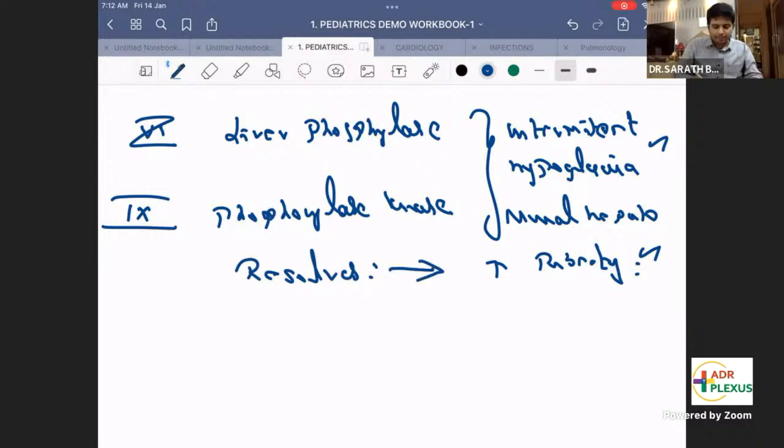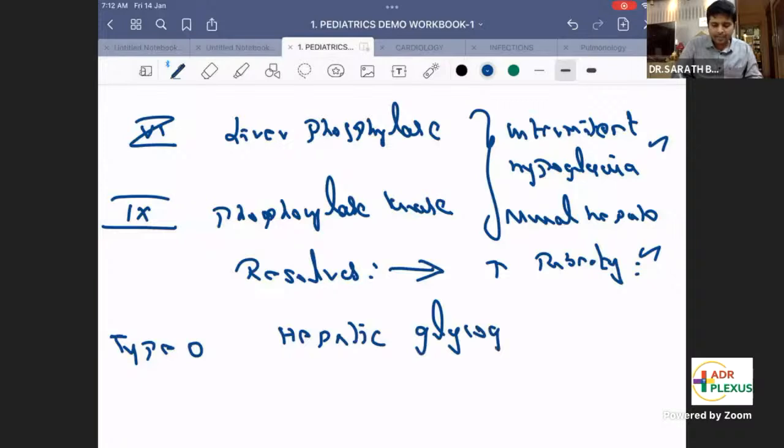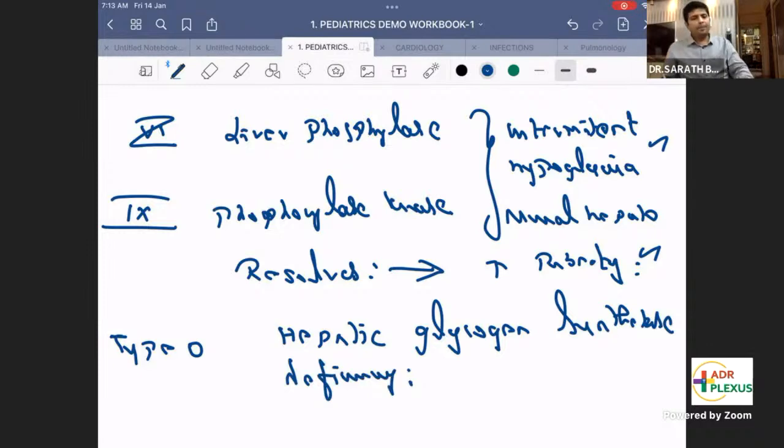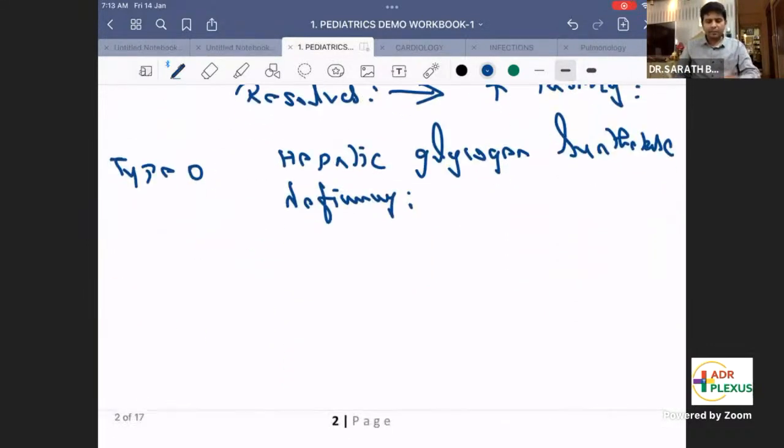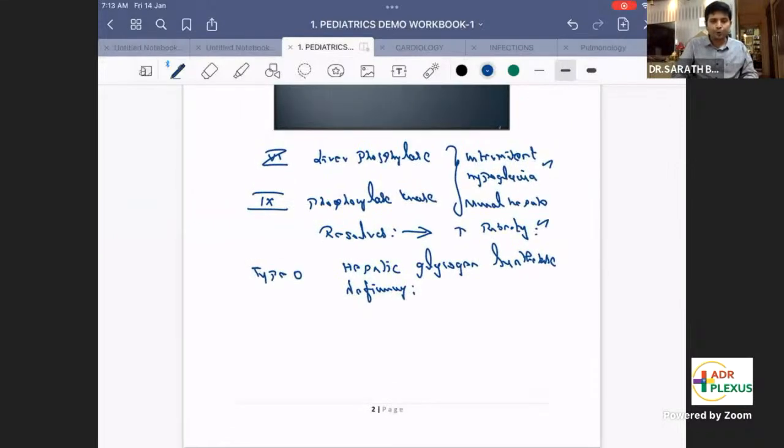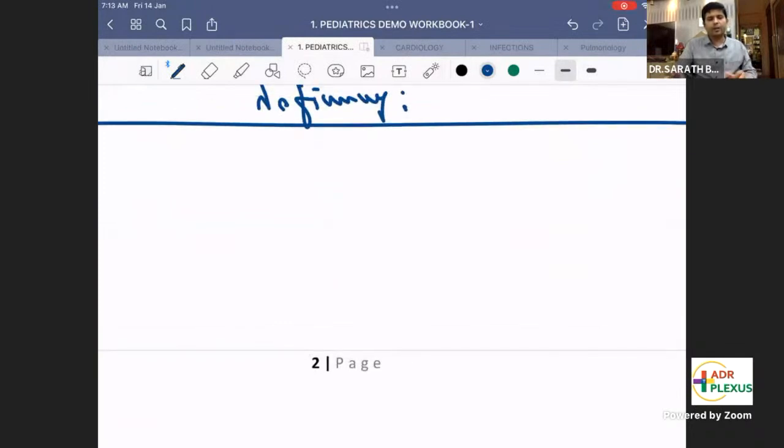Someone had asked, what is type 0? Type 0 is due to hepatic glycogen synthetase deficiency. So this is all about your liver glycogenolytic disorders. Sir, what about muscle glycogenolytic disorders?